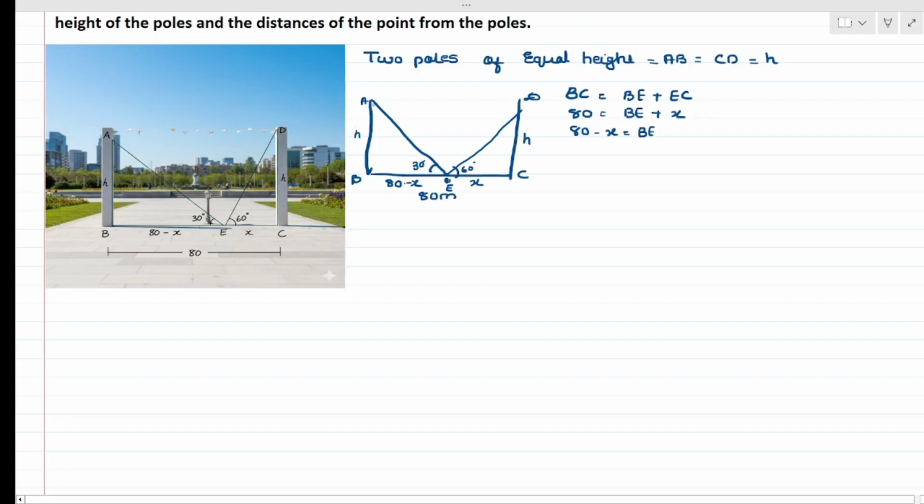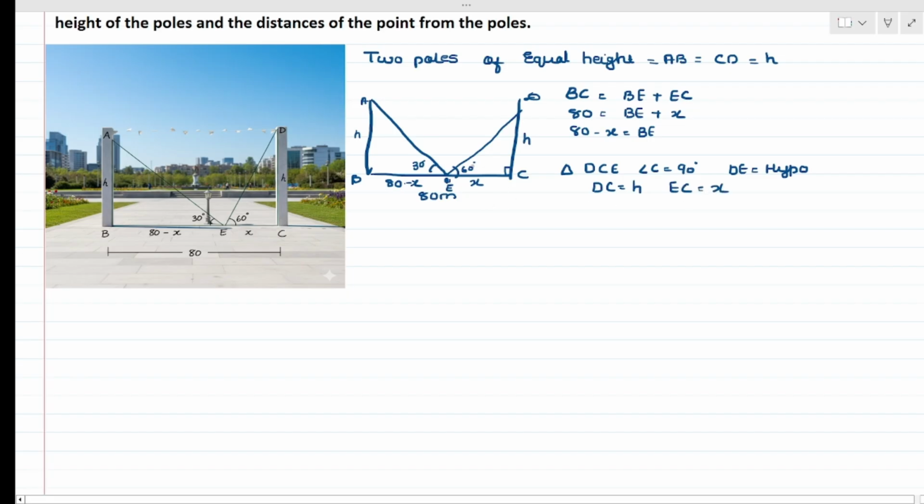So, for the first case, we are selecting the triangle DCE. Take the triangle DCE, where angle C will be equal to 90 degrees, and my hypotenuse will be DE. The other values given here are DC is equal to H, whereas EC will be equal to X.